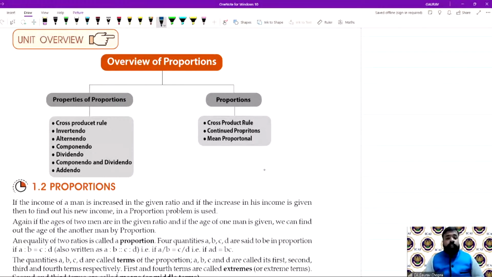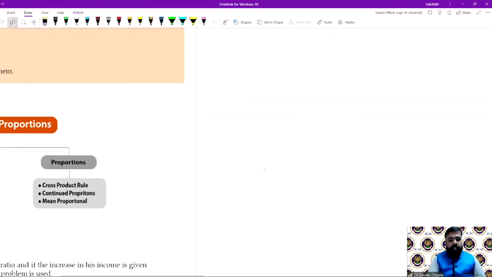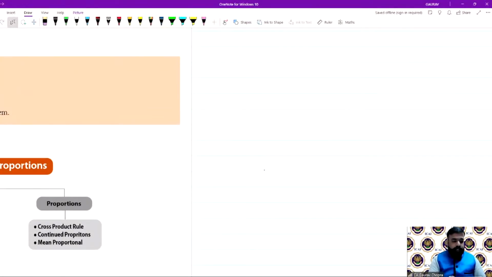So, very good afternoon to all, and let us begin with our topic, that is proportions. It is basically, of course, connected with ratio. What is basically proportion and what are its main properties? Let us write a few points, and after that we will begin with the questions. The first point says it is the equality of two ratios.